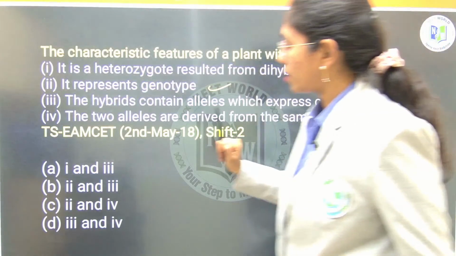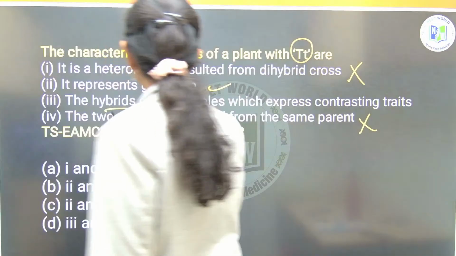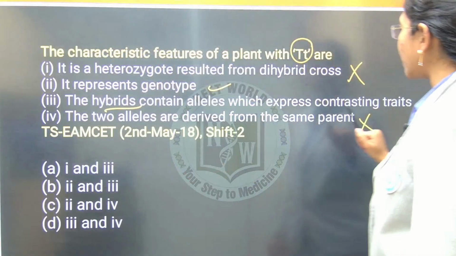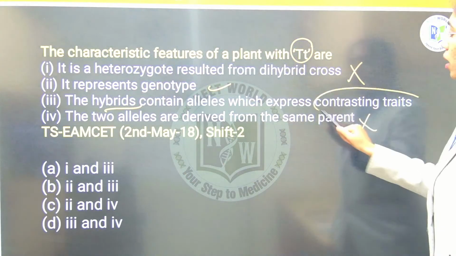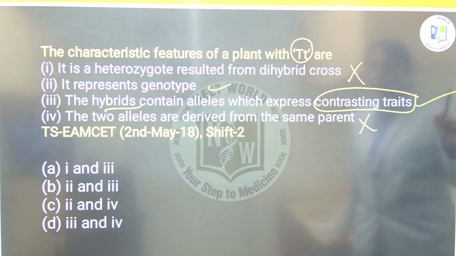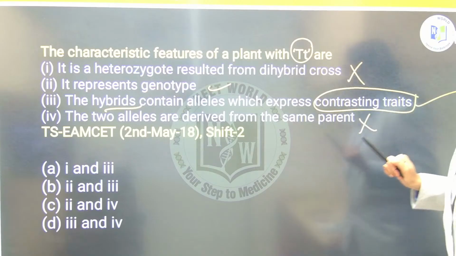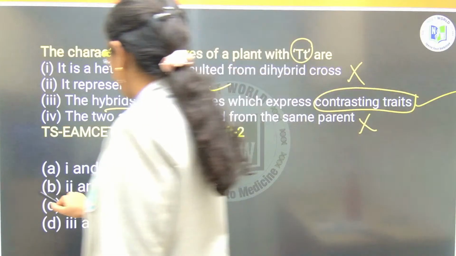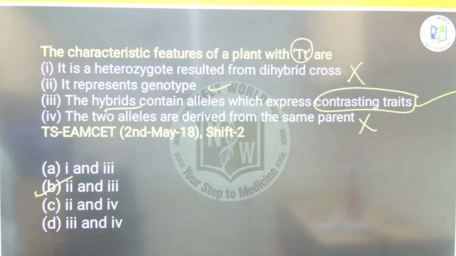So here the right answer: the hybrids contain alleles which express contrasting traits, not phenotypically, but genotypically we can consider this. So it is options 2 and 3, which is B. The characteristic feature of a plant with capital T small t is B. Clear, right? Any doubts anywhere?